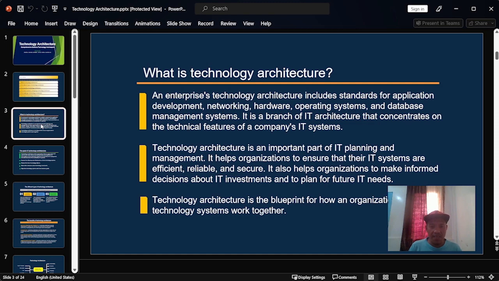So kung paano ka-efficient yung mga system na it should be in an organization. So kung gaano siya ka-reliable at how does security in behalf of their organization. So technology architecture is a blueprint for how an organization's technology system works. So ito yung design ng isang company or isang organizations sa team na nagwo-work in their company.